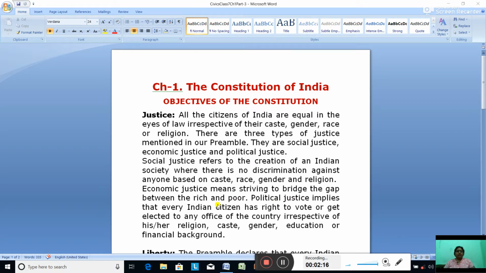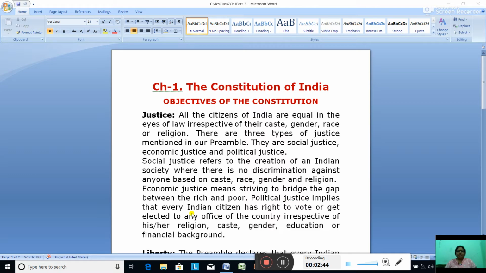Next to social justice, we have economic justice. Now, what is economic justice? Economic justice bridges the gap between the rich and the poor. Bridge the gap means there should not be any gap between the rich and the poor. Everyone is equal in the society.